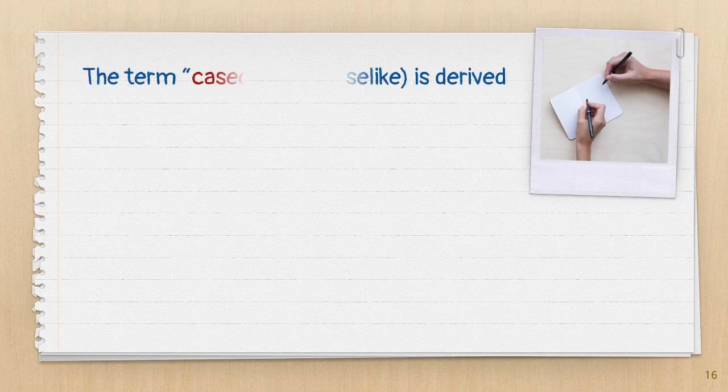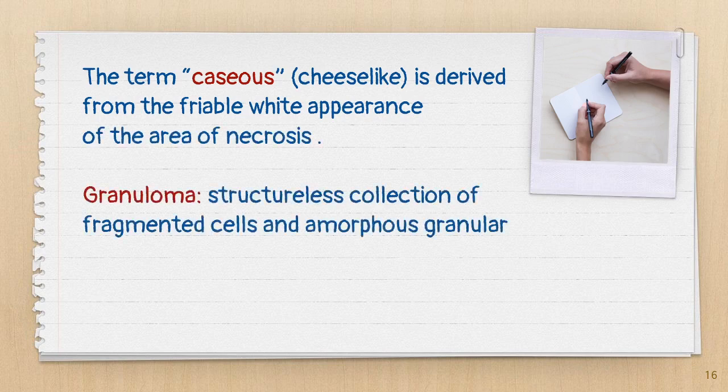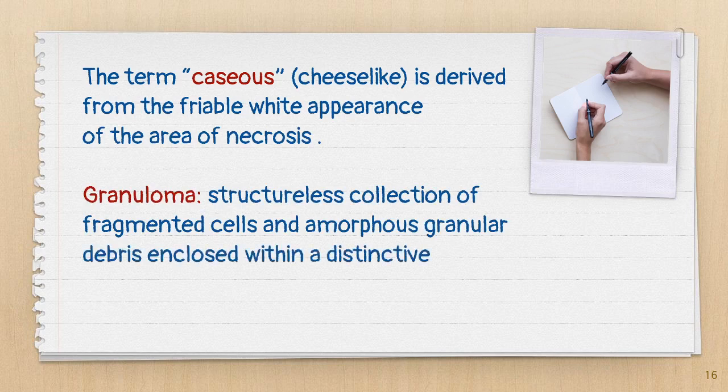Actually, the term caseous means cheese-like. Cheese-like is derived from the friable, white appearance of the area of necrosis. And on microscopic examination, this necrotic area appears as a structureless collection of fragmented or lysed cells and amorphous granular debris, enclosed within a distinctive inflammatory border. This appearance is characteristic of a focus of inflammation called a granuloma.